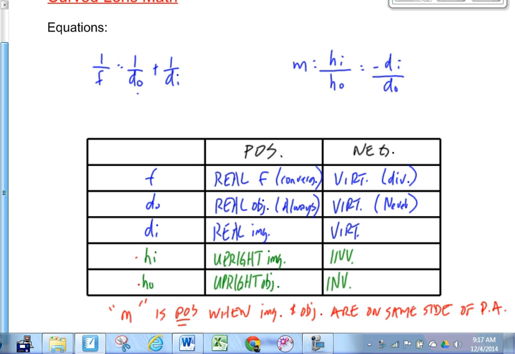Okay, M is a relative value. So it's dependent upon HI and HO, whereas HI and HO are positive and negative based on what that particular value is. All right?